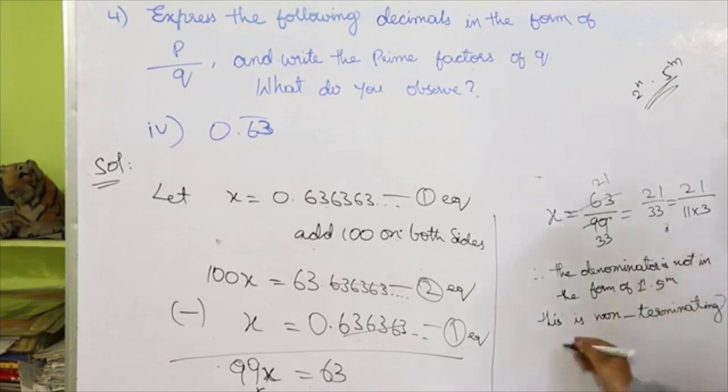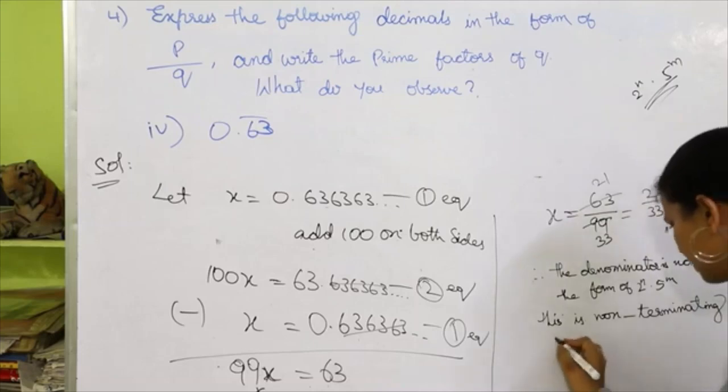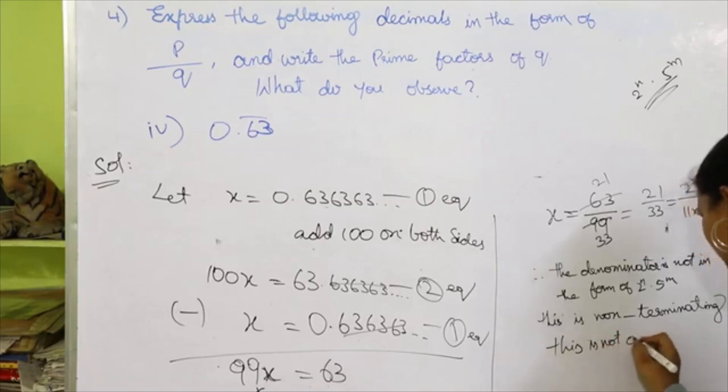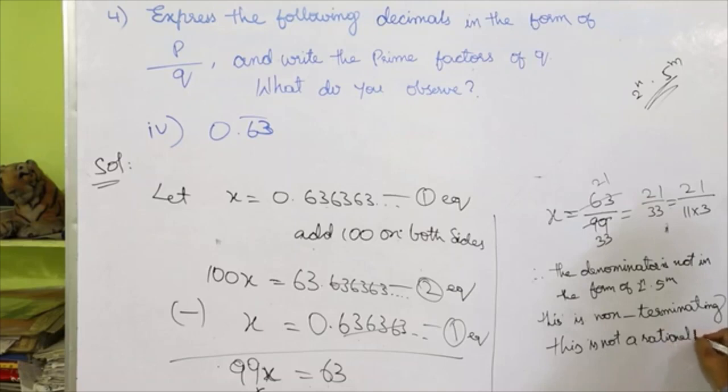Now the last point is that if it is a non-terminating decimal, it is not in the form of p by q, so this would become an irrational number. This is not a rational number, or this is an irrational number. Clear?